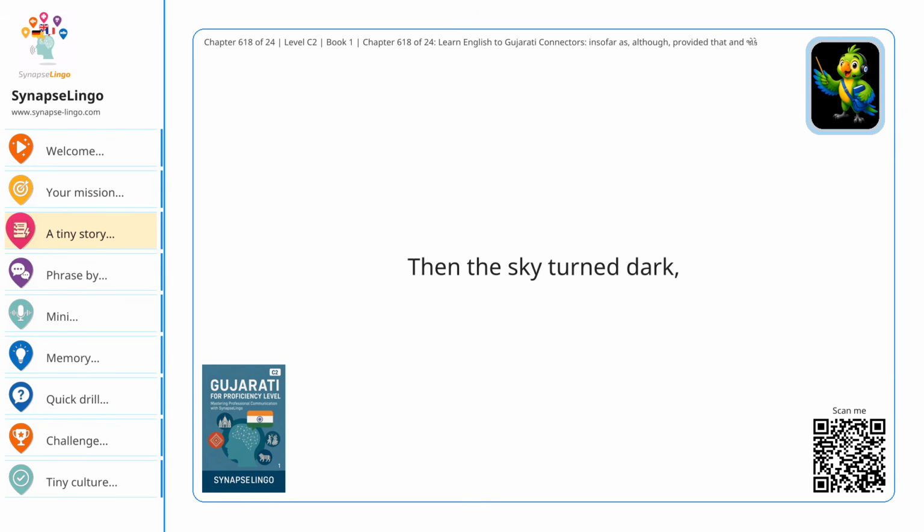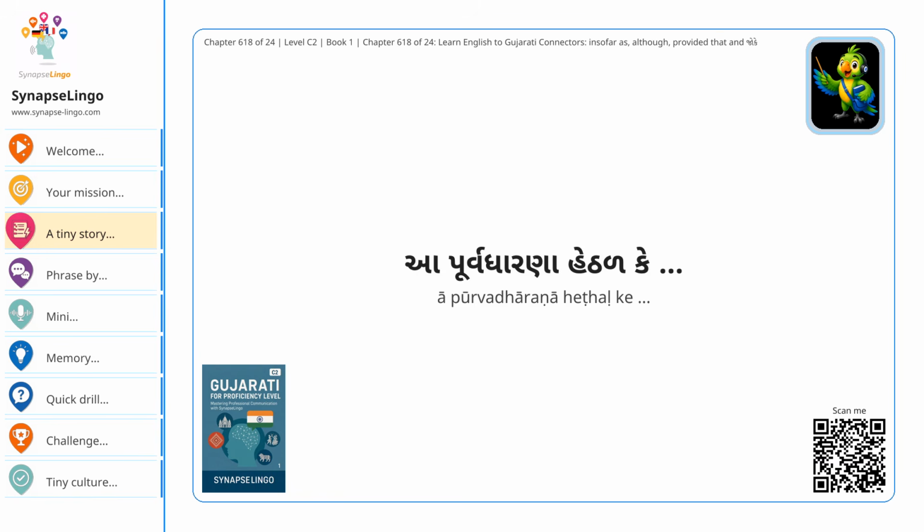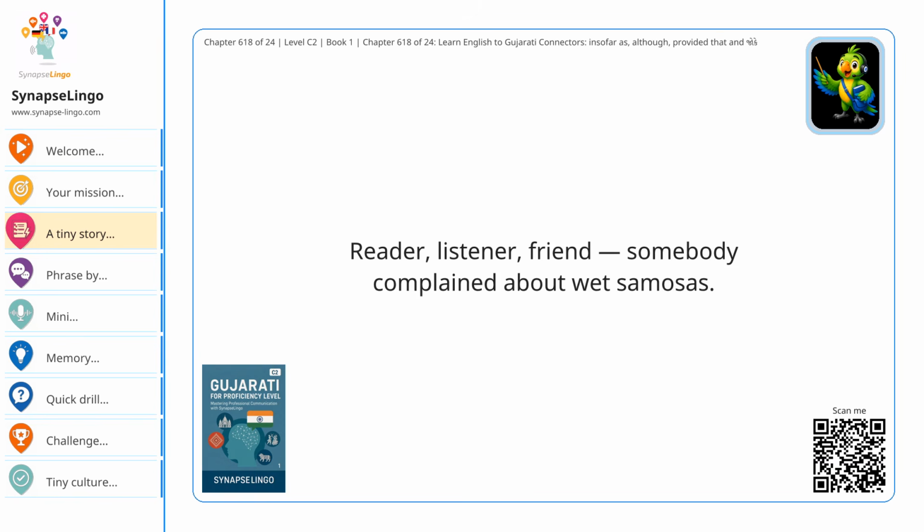Then the sky turned dark, ખાસ કરીને કારણ કે thunder started doing its best action movie impression. The family continued planning, આ પૂર્વધારણા હેઠળ કે the rain would pass quickly. Ravi set out the cups, ધારીને કે everyone would arrive on time. The final decision was, the party could happen એ શરતે કે nobody complained about wet samosas. Reader, listener, friend, somebody complained about wet samosas.